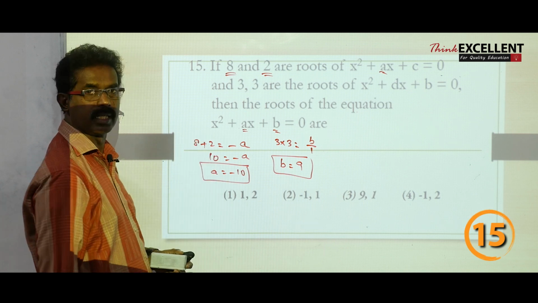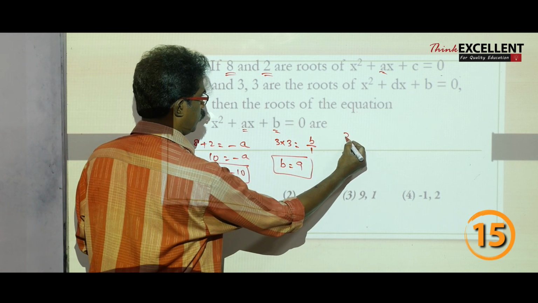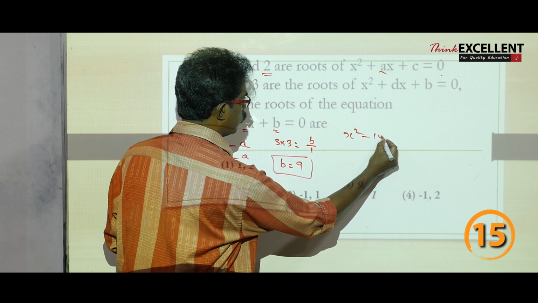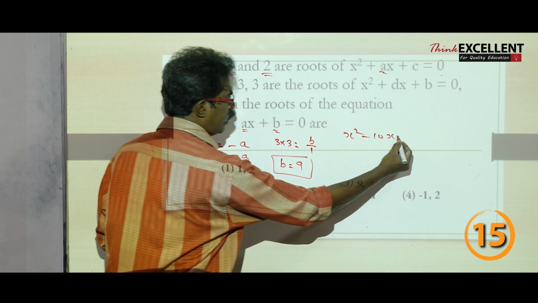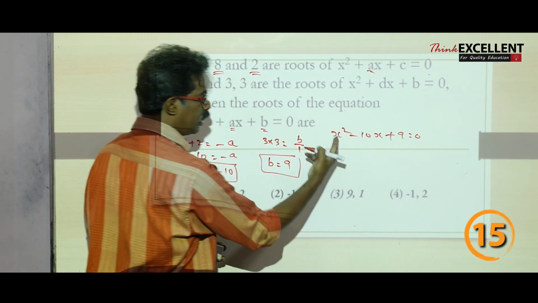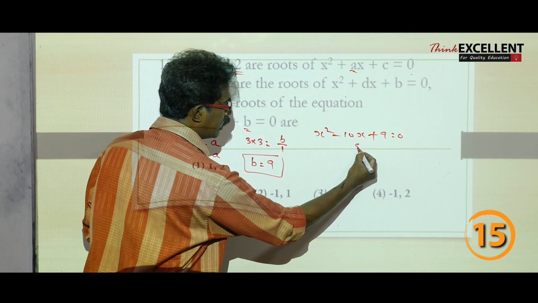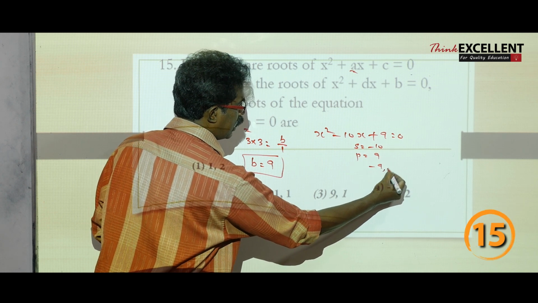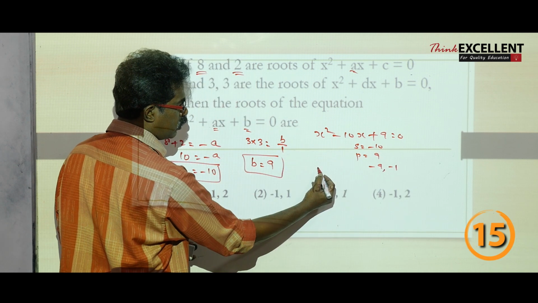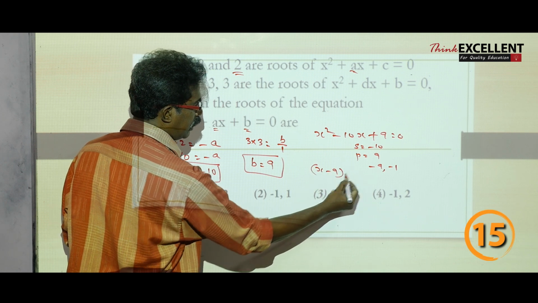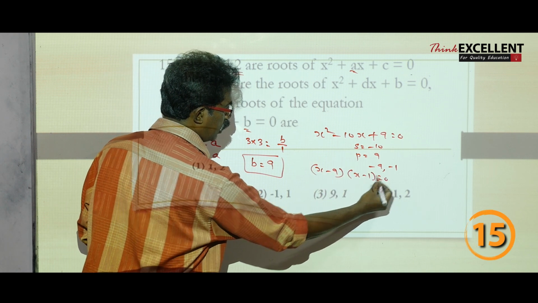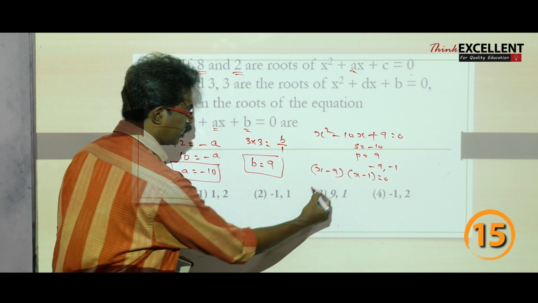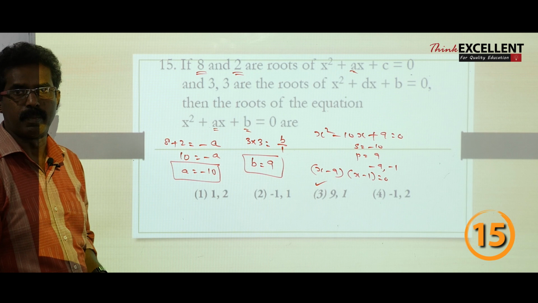Substitute here, you are getting the equation. So x square plus AX, A value minus 10, so minus 10x, plus B value 9, equal to 0. It's a quadratic equation. Sum is minus 10 and product is 9. The numbers are minus 9 and minus 1. Coefficient is 1, so straight away we can write x minus 9 into x minus 1 equals 0. So the two answers are 9 and 1. So the correct option is the third one, 9, 1.